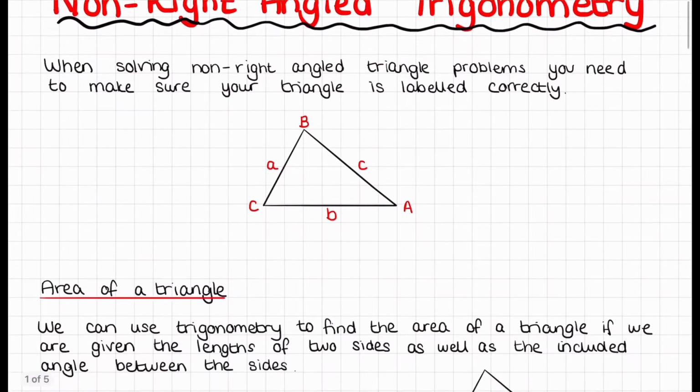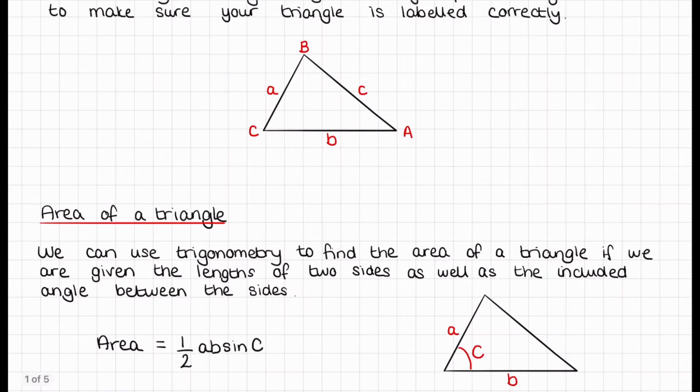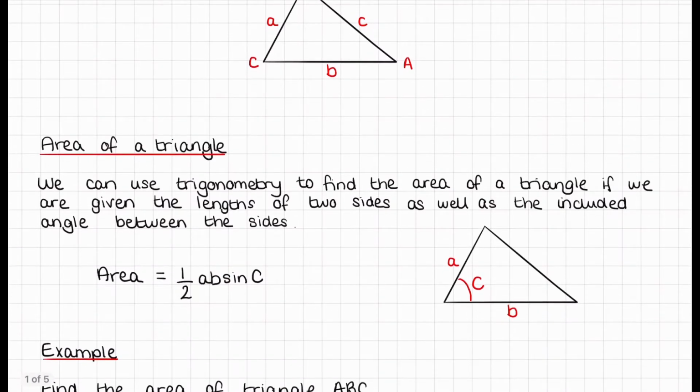Now when we're working out the area of a non-right-angled triangle, quite often we don't know the height. So our usual half base times height doesn't work because we don't have the height of the triangle. But we can use a different formula. This formula is the area equals half ab sine C. What that means is that we know a and b, which are two sides of the triangle, and C is the angle between them.